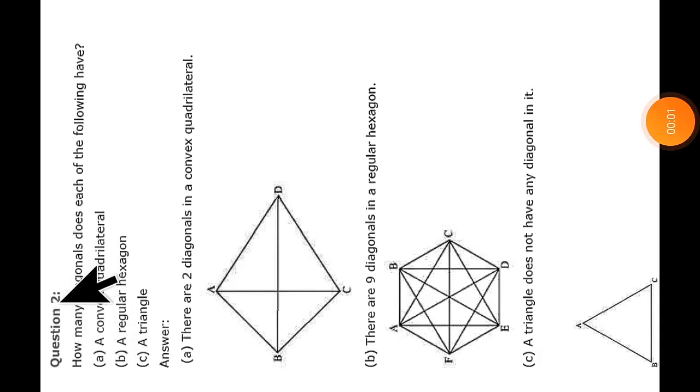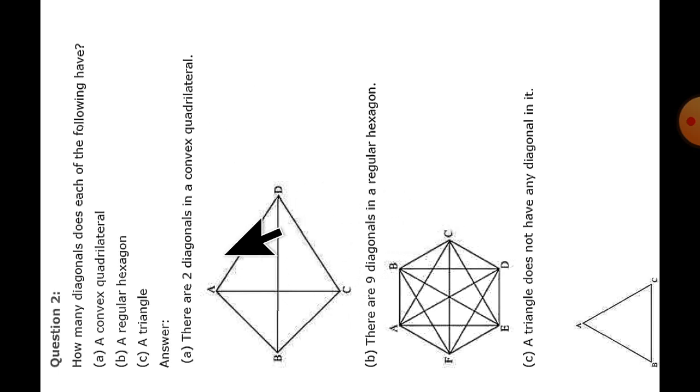Question number 2. How many diagonals does each of the following have? A convex quadrilateral, a regular hexagon and a triangle. So let us see the first one, a convex quadrilateral. This is the convex quadrilateral. There are 2 diagonals in the convex quadrilateral. Which are they? AC is the first diagonal and BD the second diagonal.